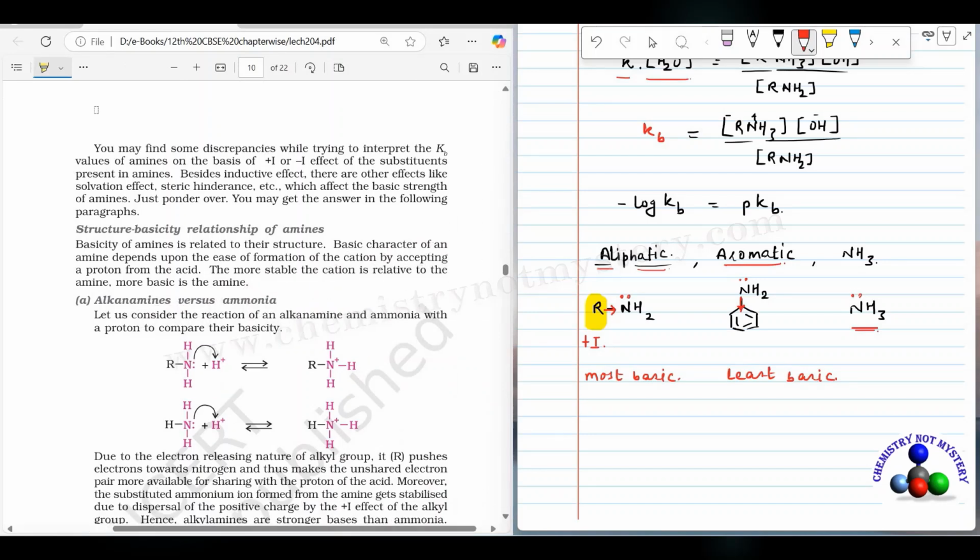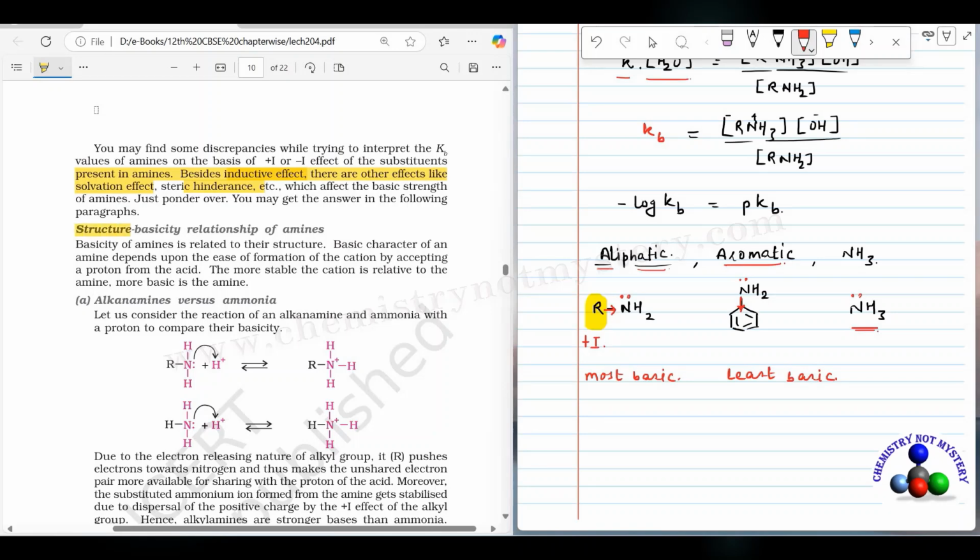You may find some discrepancy while trying to interpret the Kb value of amines on the basis of plus I or minus I effect of the substituent present in the amine. Besides inductive effect, there are other effects like solvation effect and steric hindrance, etc., which affect the basic strength of amine. Just ponder over it. You may get the answer in the following paragraphs.